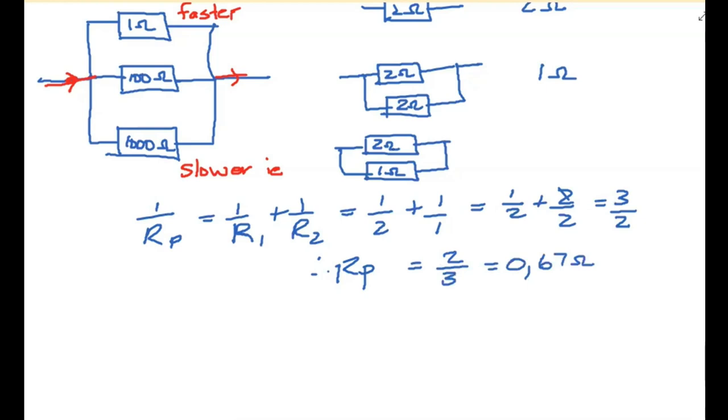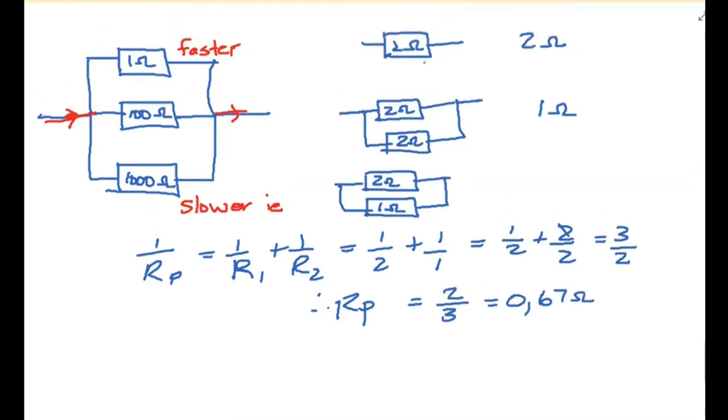So can you see that your first one, you only had 1, your resistance was 2. You added a second resistor of 2 and you ended up with a resistance of 1. And now when I add 2 and 1 ohm, my resistance is 0.67. It's always smaller than the smallest.